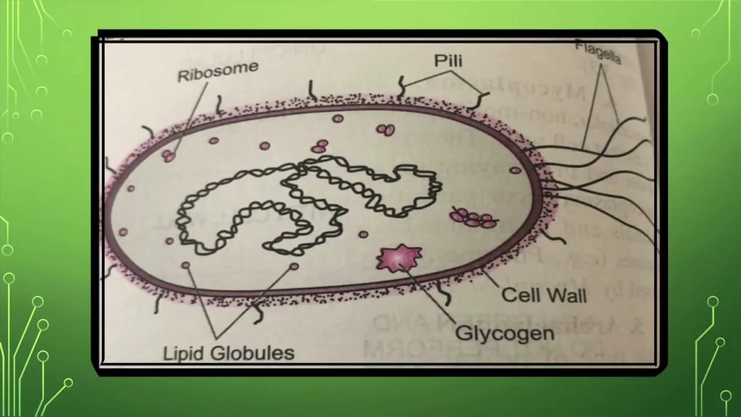Here the nuclear material is scattered in the form of a long chromatin thread which is just there in the cytoplasm. The cytoplasm also consists of glycogen, ribosomes and lipid globules. And the cell wall has, as we have already studied, pili and flagella. All the cytoplasmic material is covered with a cell wall.